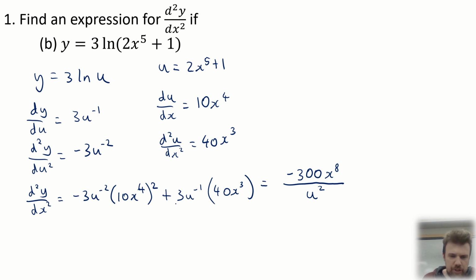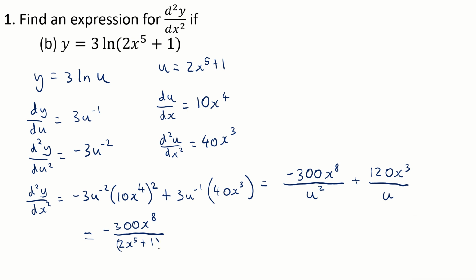And then we're adding on 3 times by 40, which is 120. And we've got an x cubed. And then we're dividing that by u because it's u to the power minus 1. Nice. So therefore you could then choose to rewrite that as minus 300x to the power of 8 all over our u, which is 2x to the power of 5 plus 1, all squared.